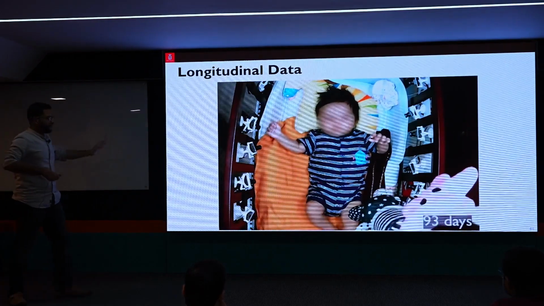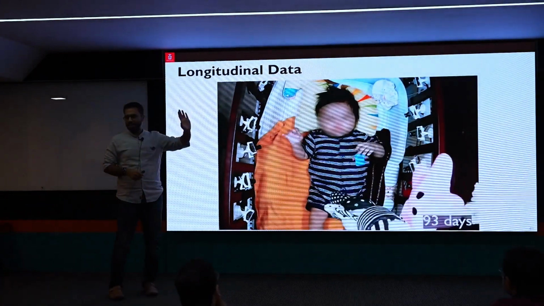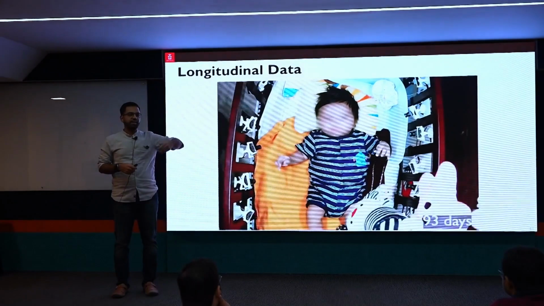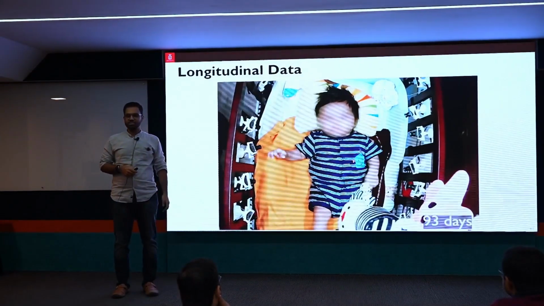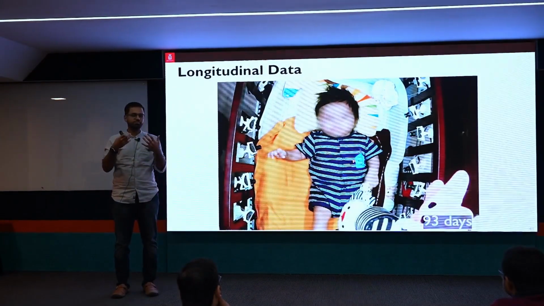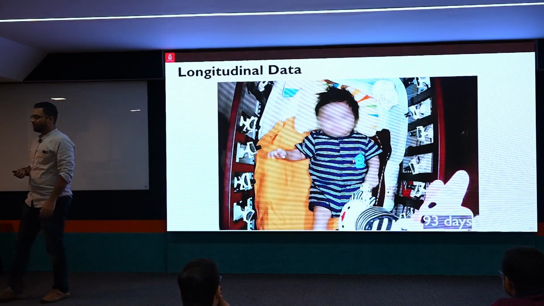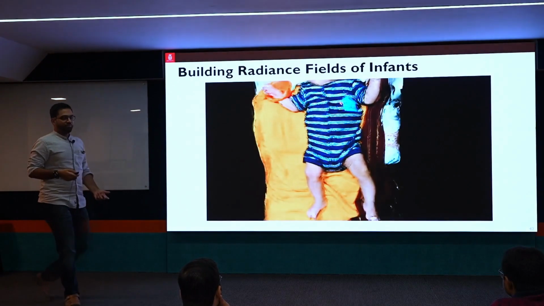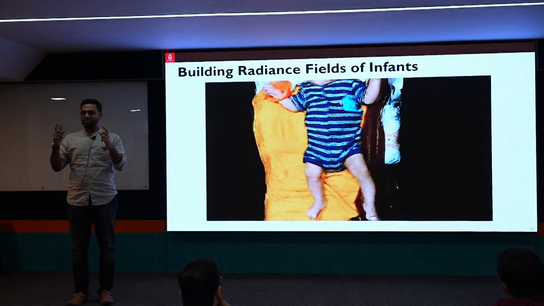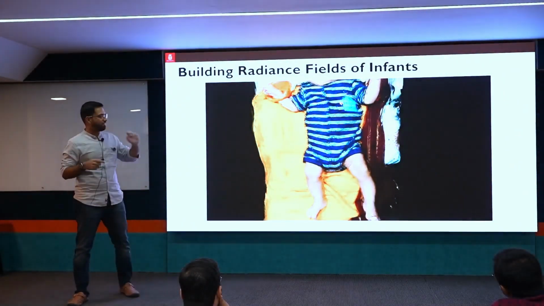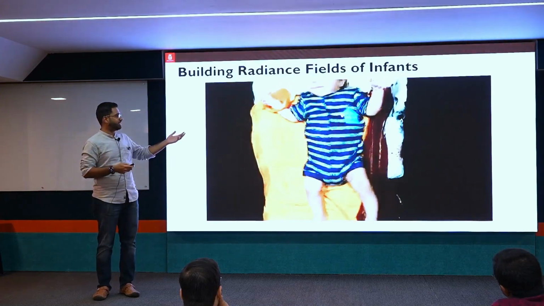Because we have this kind of longitudinal data, you can analyze it across different time periods, and we are working with cognitive scientists to see what kind of knowledge we can gain from this data. Our hope is that we want to build dynamic radiance fields. We have 32 cameras, and we can build reconstructions like this.